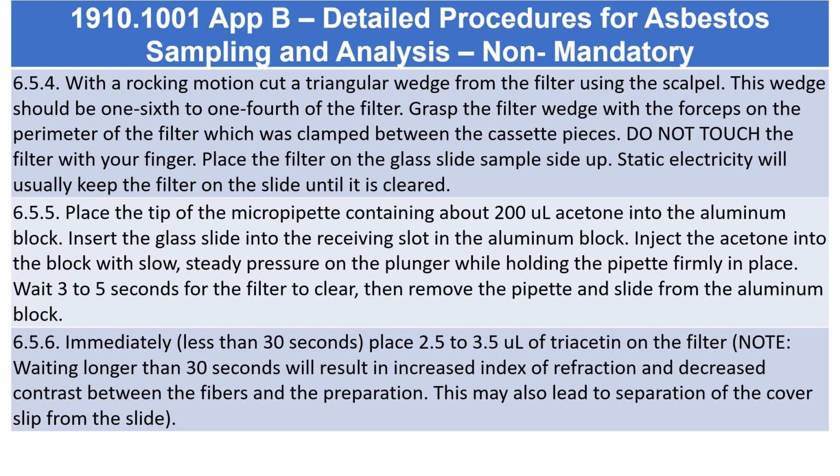6.5.5. Place the tip of the micropipette containing about 200 µL acetone into the aluminum block. Insert the glass slide into the receiving slot in the aluminum block. Inject the acetone into the block with slow, steady pressure on the plunger while holding the pipette firmly in place. Wait 3 to 5 seconds for the filter to clear, then remove the pipette and slide from the aluminum block.